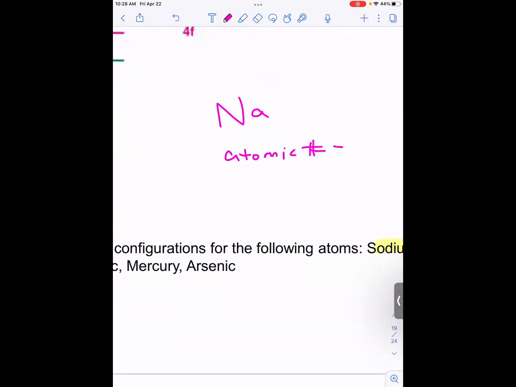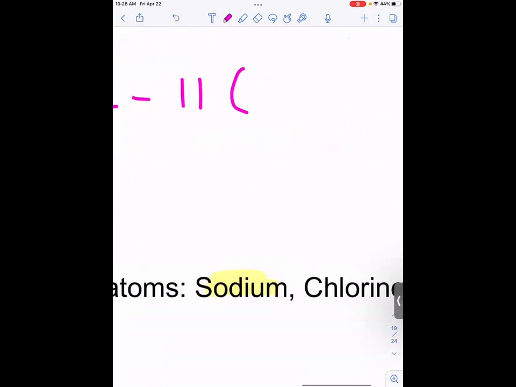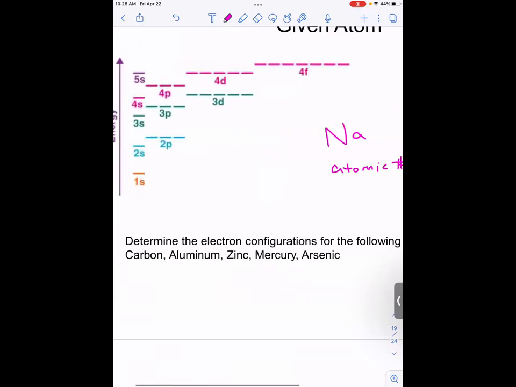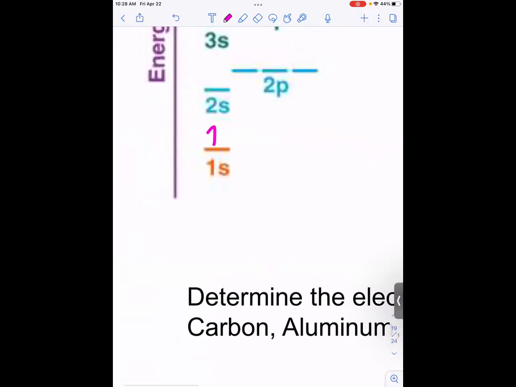11. All right, good. That means it has what? 11 protons and 11 electrons. This is not an ion, it's just an element. So it has 11 protons, 11 electrons. So we need to put those 11 in over here, right? So we'll put this in here.